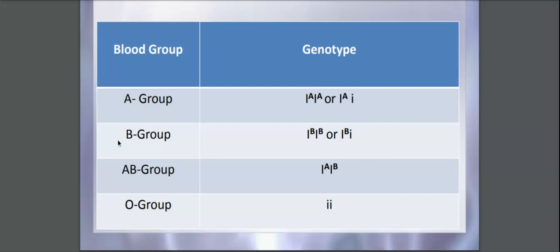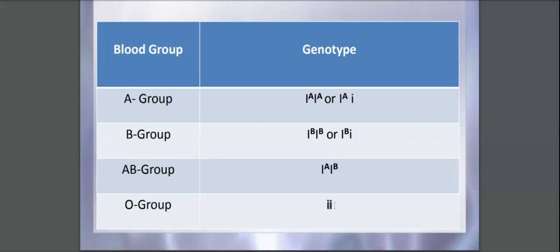Similarly, if a person is B blood group, then the genotype possibilities are IB IB, that is homozygous dominant, or heterozygous dominant. If a person is AB, it's an example of codominance, wherein both the alleles are dominant and expressing, and therefore we have both the antigens, A antigen and B antigen, and that is your AB blood group phenotype. O is if you have both recessive alleles.